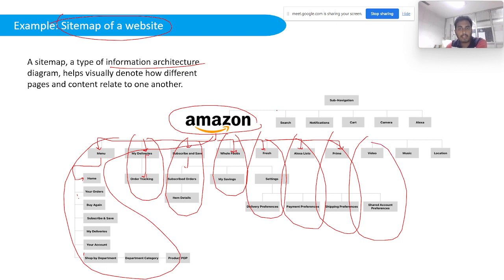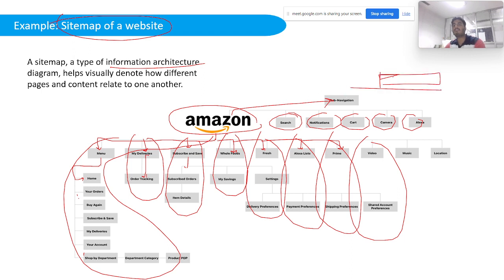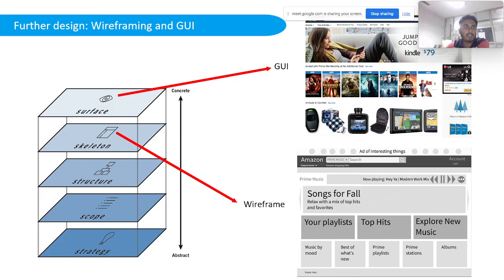Okay, and then there is even a separate option in the hierarchy where you can go for navigation, and there you will have search, notification, cart, camera, Alexa. So these are provided at the top corner for additional sub navigation. So here is an example.